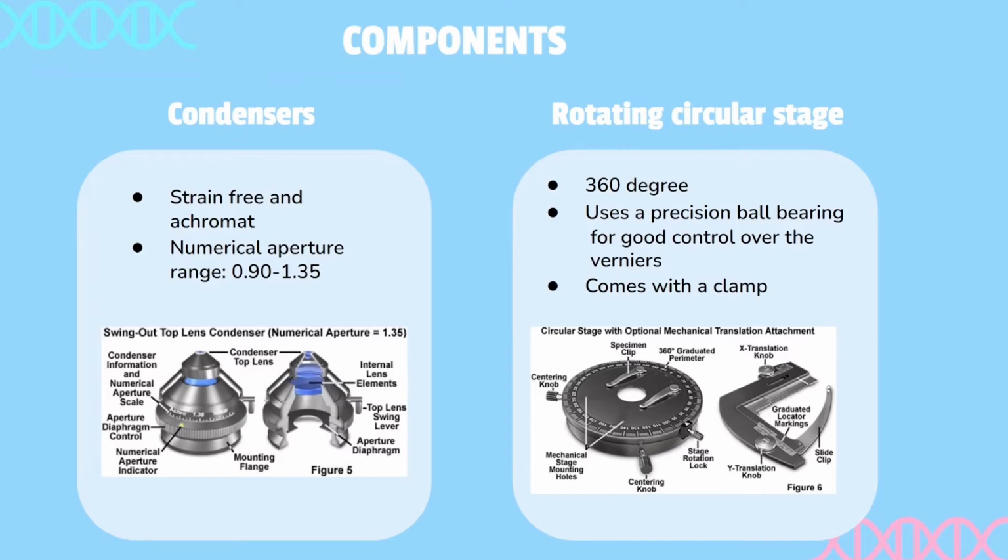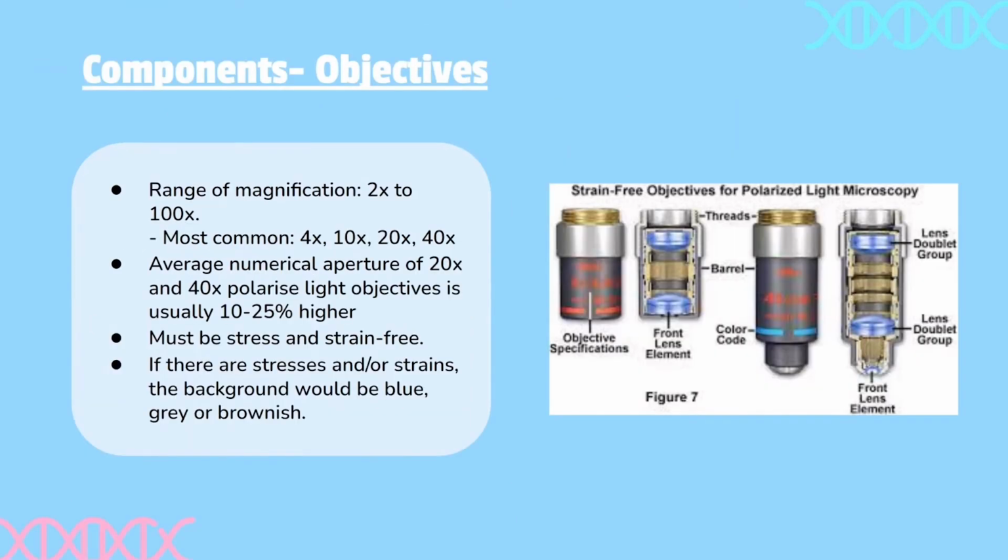Another component is the rotating circular stage. The stage can be rotated 360 degrees. The stage uses a precision ball bearing to have good control over the verniers, which allow the user to read the angle of rotation with an accuracy of near to 0.1 degree. There is also a clamp which is used to steady the stage so that the specimen can be arranged at a fixed angle with respect to the polarizer and analyzer.